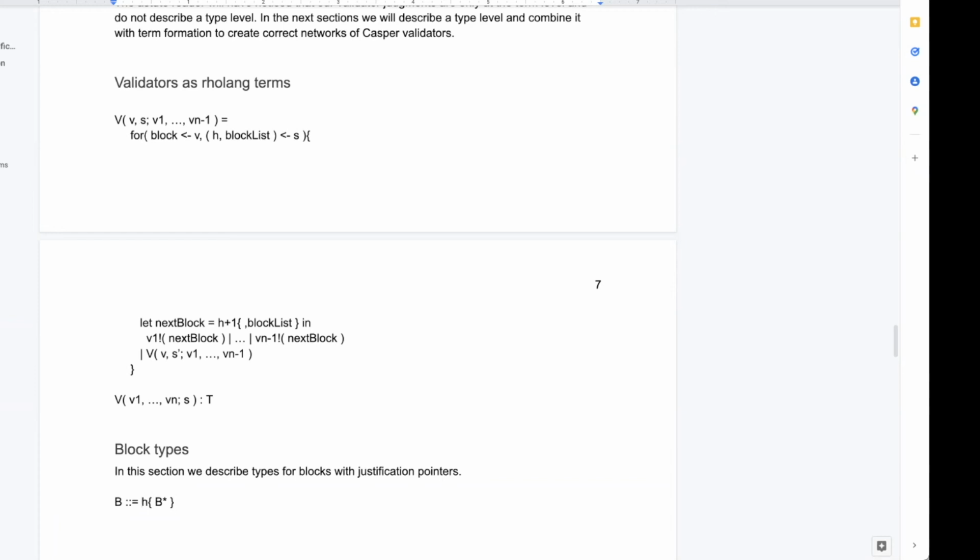Any programmers in the audience should be able to see how to turn this into a Scala data type or a Java data type or a JavaScript data type. This is clear? Yep, sounds good. Okay, all right.